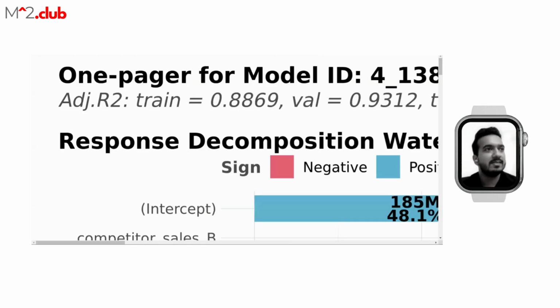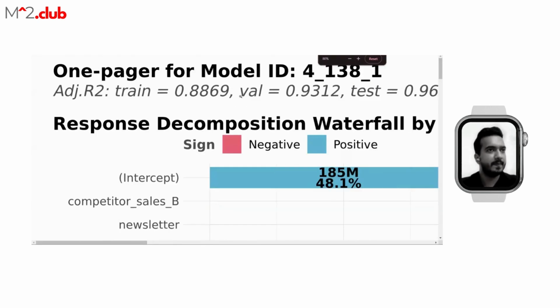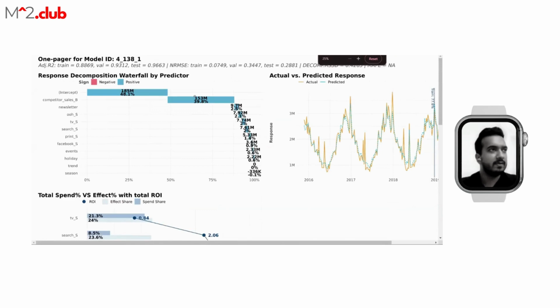And coming back to the single model one pager. So when you take a one pager of a model, it has several components to it. The first one is the waterfall chart, which shows how each of the variables is contributing towards the response. And all of this will add up to 100 in this case. And yeah, this is, I think, straightforward. You would see the base intercept is 48% and the competitor sales is contributing 39. So you would want to understand why it is like this.